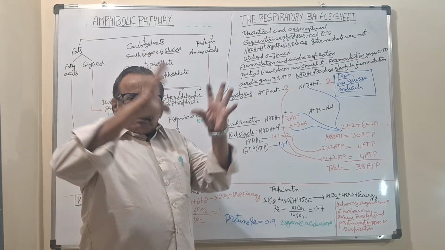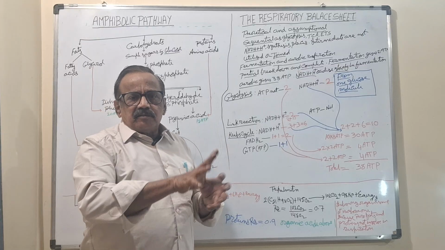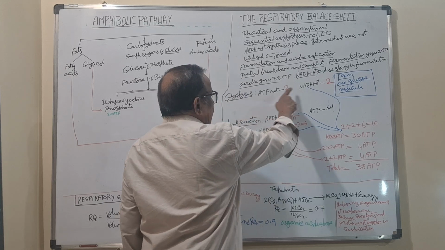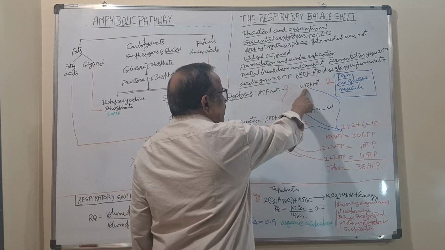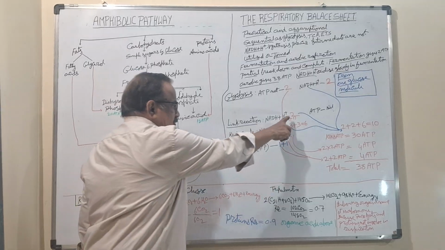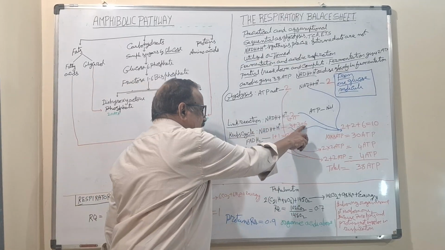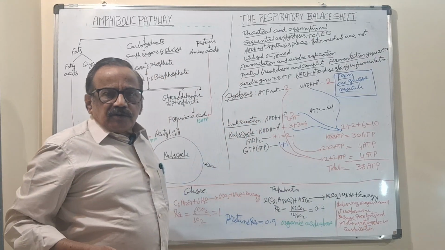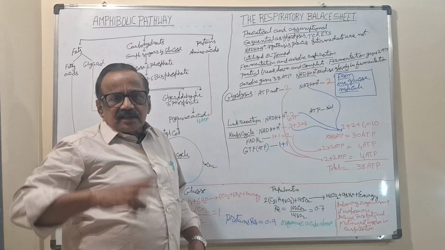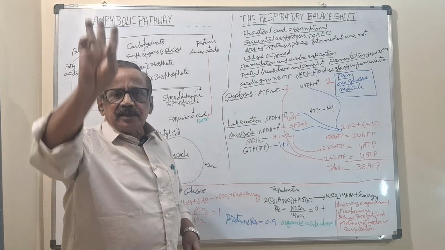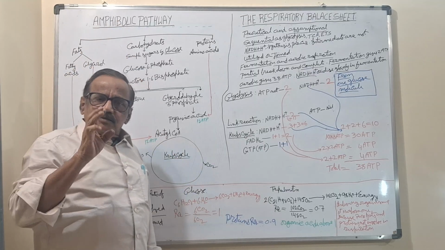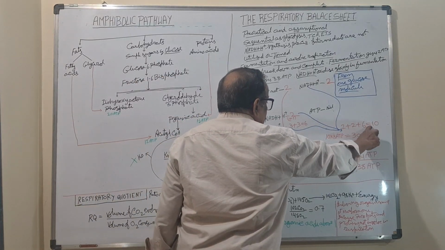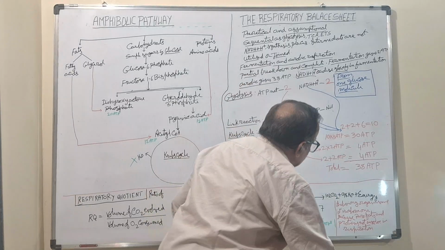Now we will bring all these things into a balance sheet. First we will see NADH + H+. NADH + H+ are produced in glycolysis 2, the link reactions 2 from one glucose, and the Krebs cycle 6, total 10. All of you know that in the electron transport system, one NADH + H+ will give 3 ATP. So 10 NADH + H+ will give how many? 30 ATP will be produced.